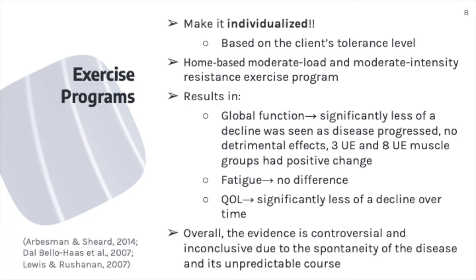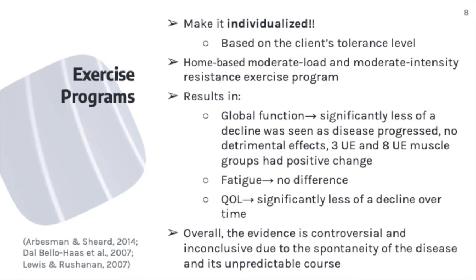One study used moderate load and moderate intensity exercise for the upper and lower extremities for 6 months, which resulted in significantly less of a decline in overall global function, especially in lower extremity muscle groups, which was measured by the ALS-FRS that we just talked about. And there was also a significantly less of a decline in quality of life over time, but there was no difference in levels of fatigue.